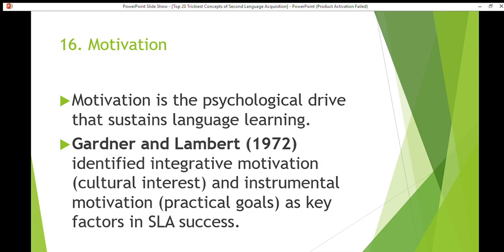Motivation. Motivation is the reason and dynamism inside a person that compels him to take a certain action. Motivation is the psychological drive that sustains language learning. Gardner and Lambert, 1972, identified integrative motivation, meaning cultural interest, and instrumental motivation, that is for practical work, promotion, job, etc., as key factors in SLA success. Motivation means the desire to learn. Motivated learners practice more. A student learns English to get a good job and studies daily.